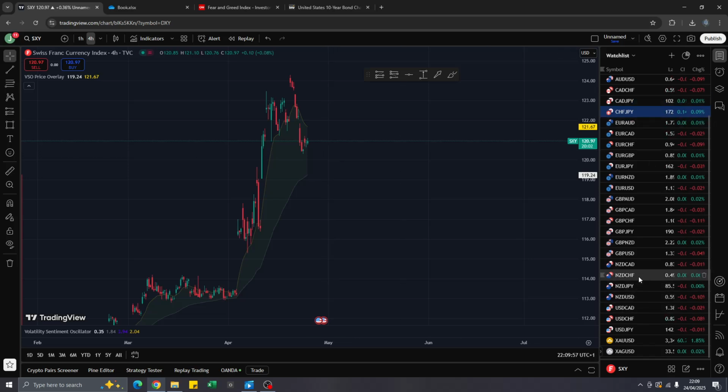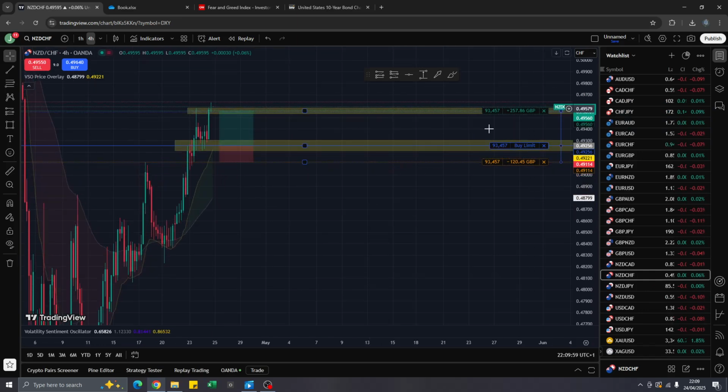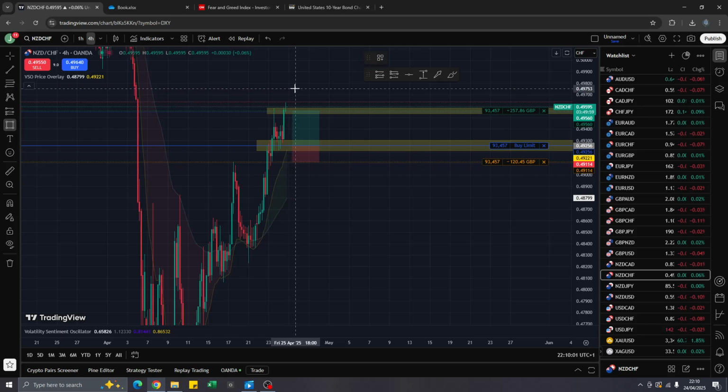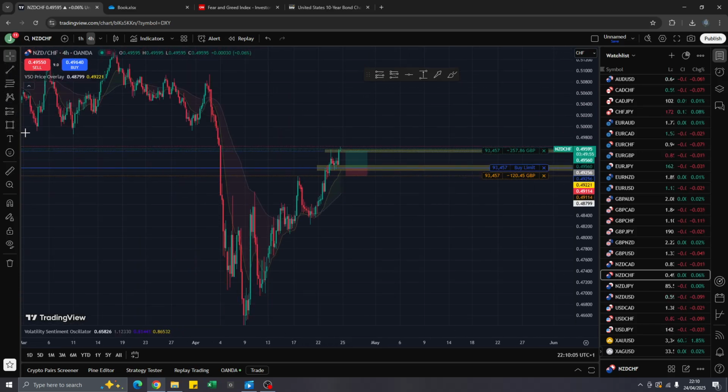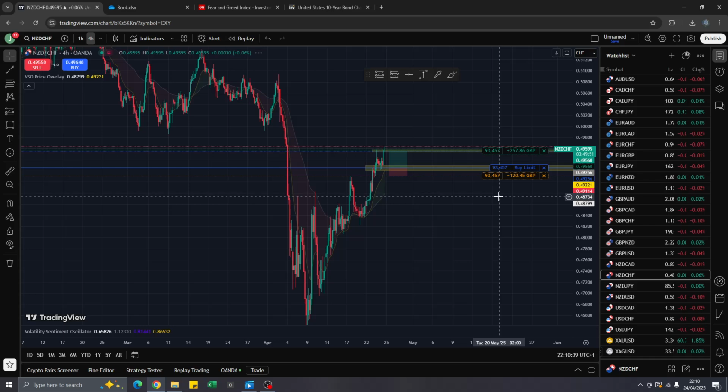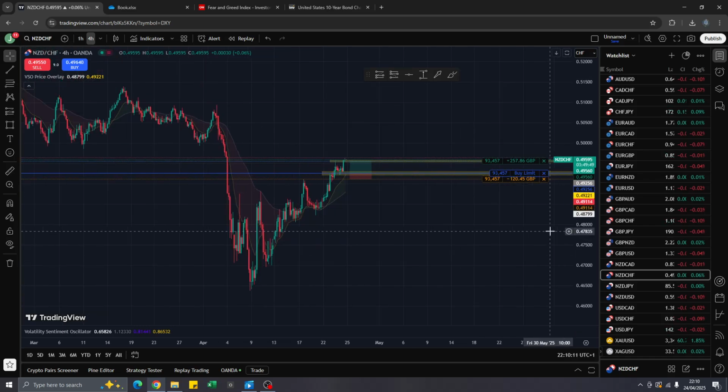I'm looking at NZD CHF as well. We're starting to get a reversal. I mean, look at that. On the reversal, just look at this. Look at the Zealand rip right now.